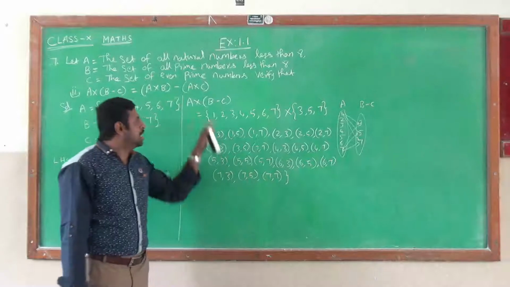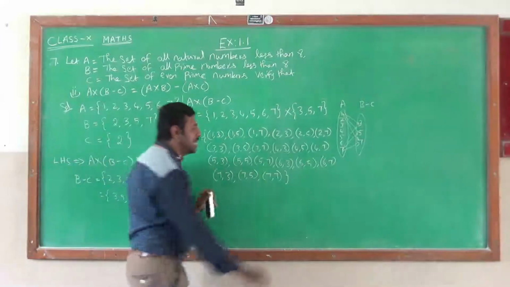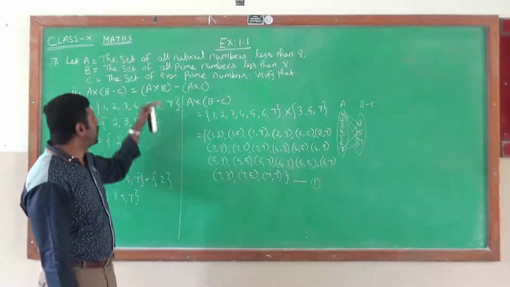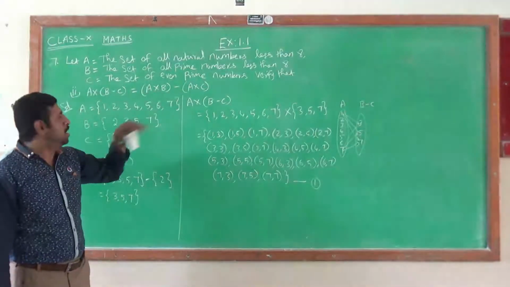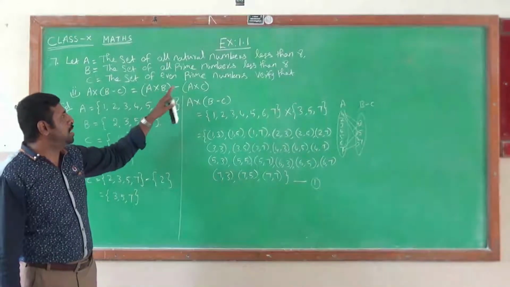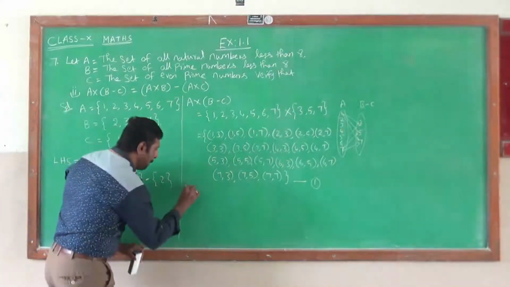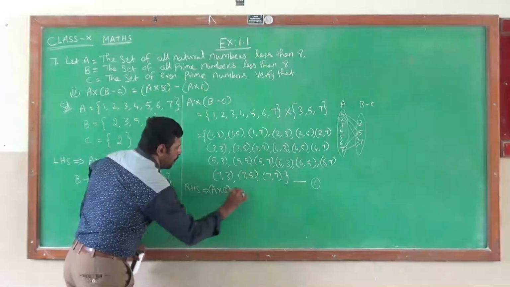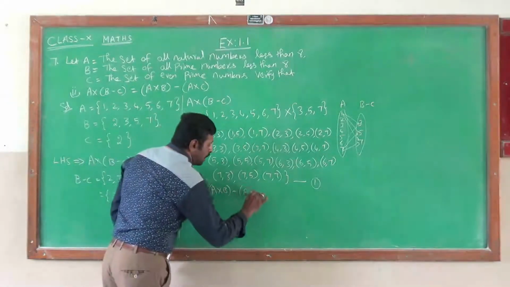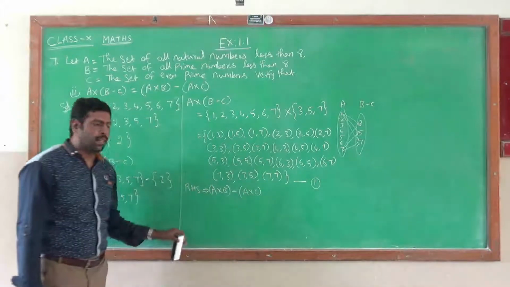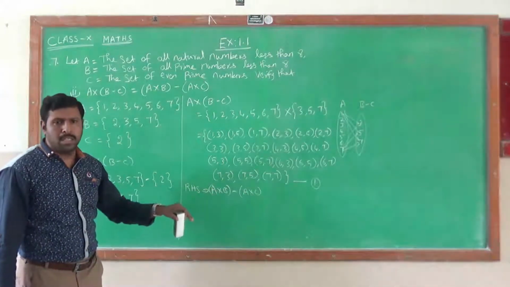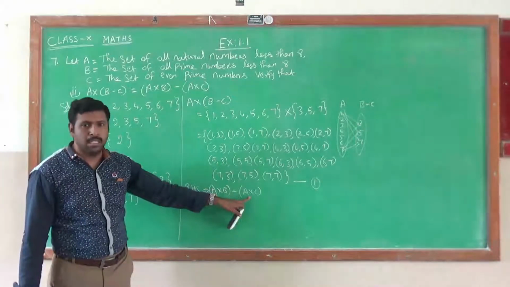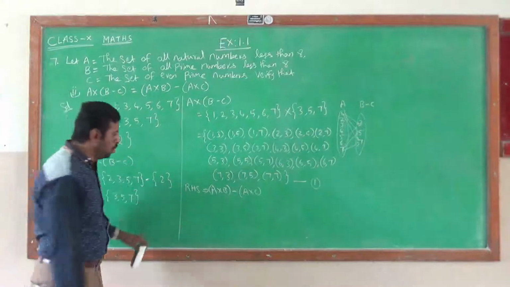This is the A cross of B minus C. Let me take it as the LHS, equation number 1. Now we want to find out what the RHS is. The RHS we have is A cross B minus A cross C. Right? First we want to find out A cross B, and then we have to find out A cross C. Then we have to subtract the two sets.